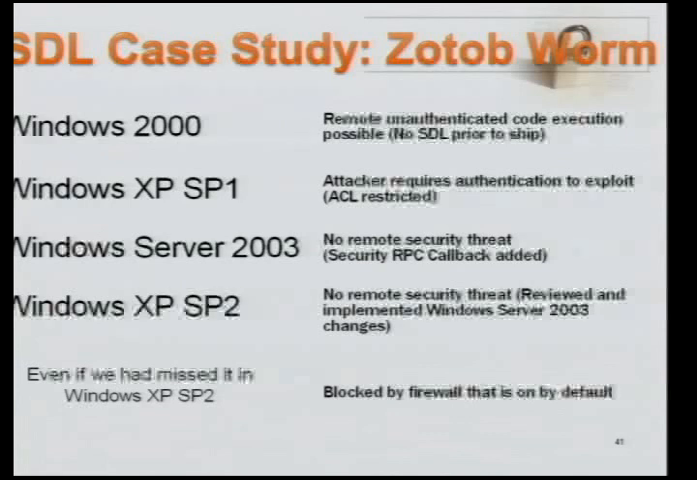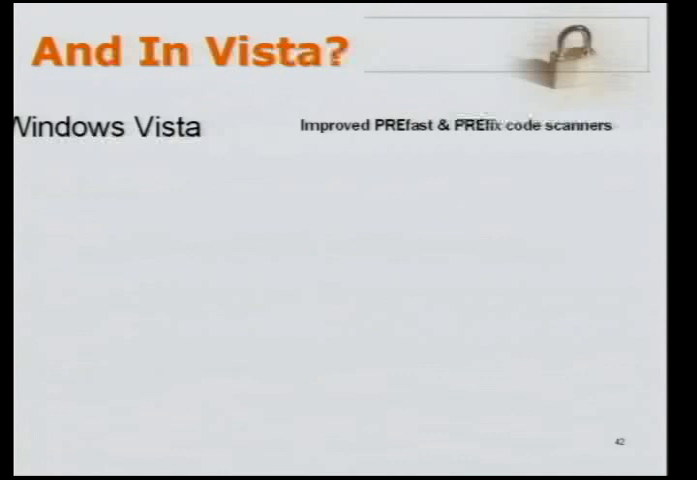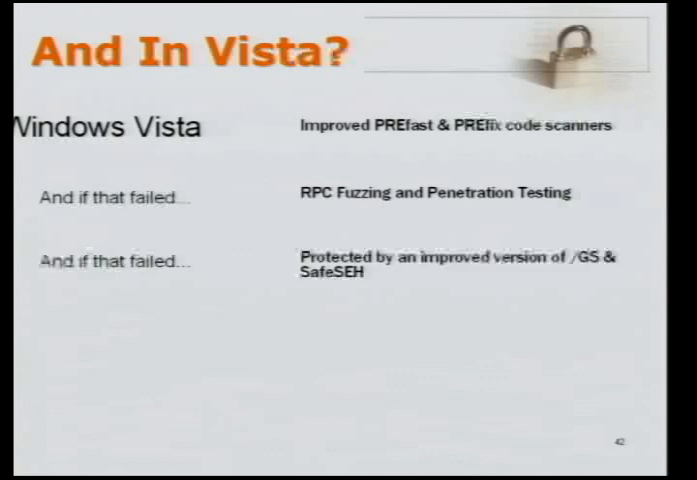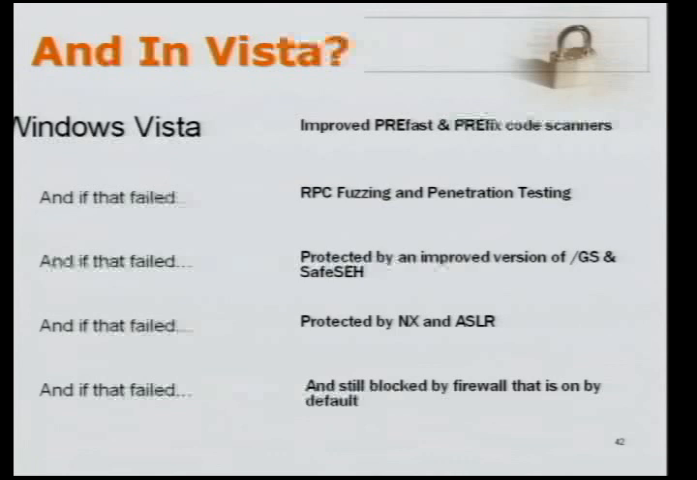Now imagine that vulnerability was still present in Windows Vista. In Windows Vista, we've improved PREfix and PREfast code scanners to recognize a much broader array of common coding patterns, and use SAL to help them find those defects. Even if that failed, we did RPC fuzzing and penetration testing of RPC interfaces to go after and find these defects. And even if that process didn't find that particular defect, the code is protected by an improved version of /GS and safe SEH. Even if that failed, services are opted into NX by default and are using ASLR. And even if that failed, it's still blocked by the firewall that's on by default.